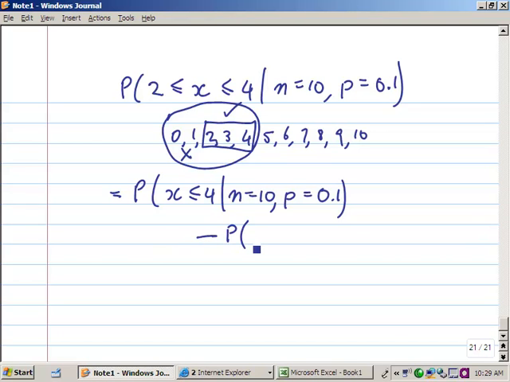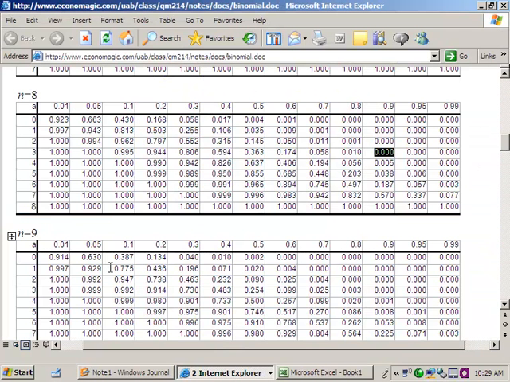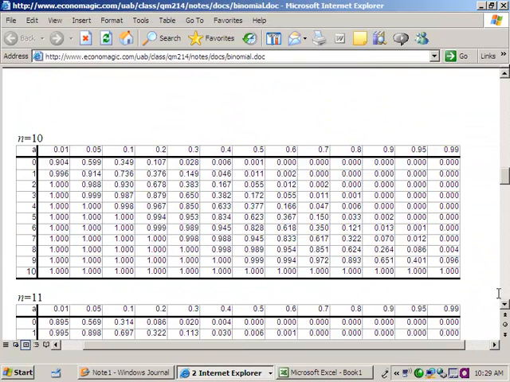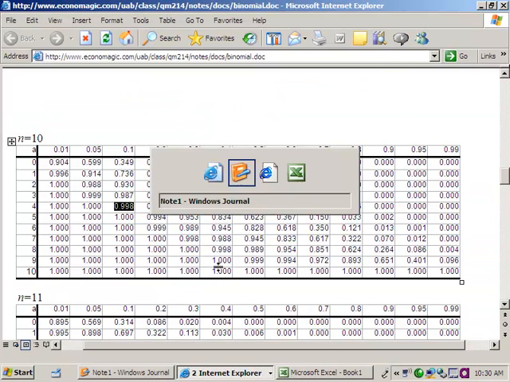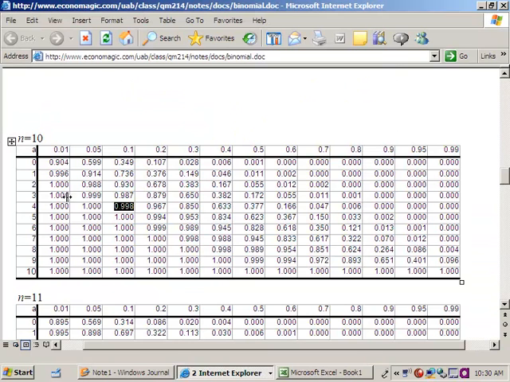And then we're going to subtract from that 0 and 1, which will be listed as x less than or equal to 1, n of 10, p of 0.1. Then we go to the tables and find that. So n of 10, p of 0.1. First we get too much: 0 through 4 is 0.998. And from that we're going to subtract out 0 through 1, 0.736.